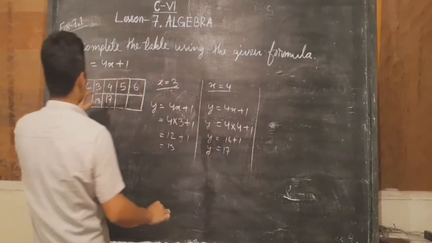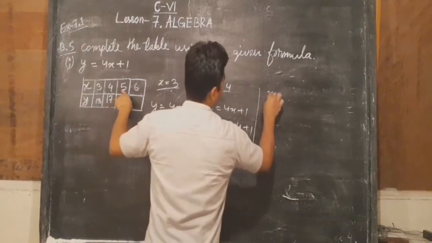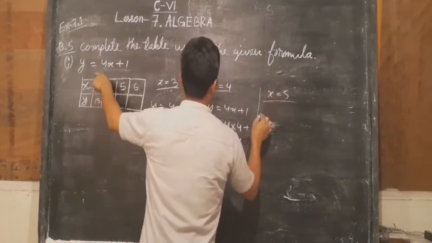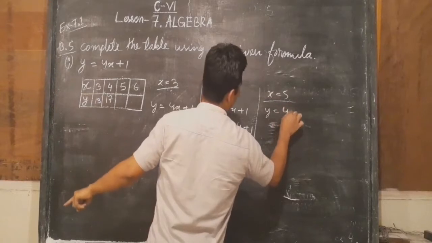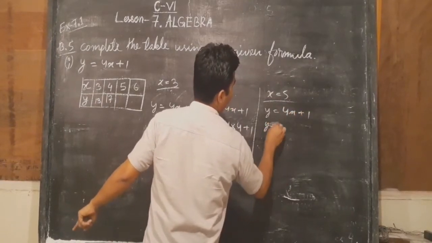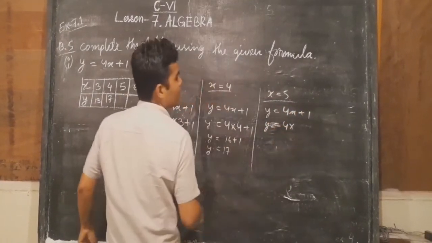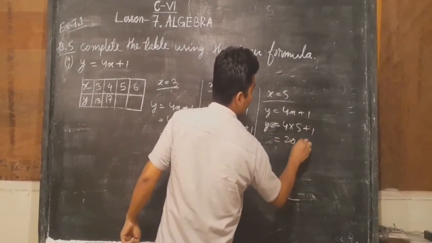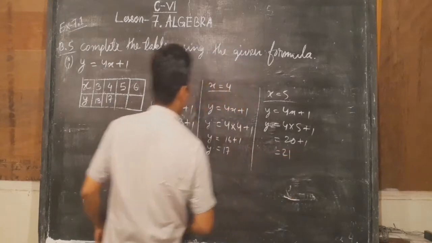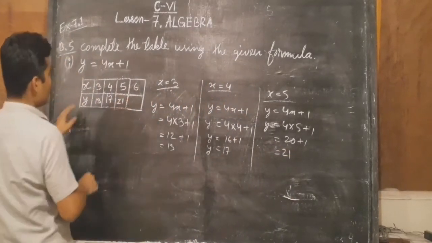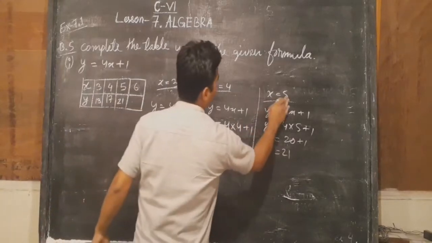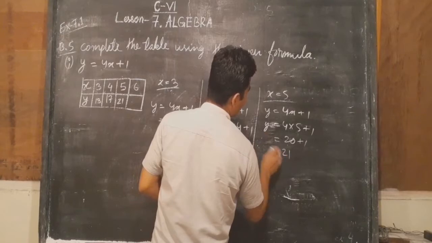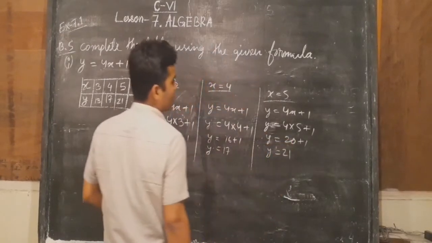Again, now what is the next value of x? 5. x equal to 5. Now I will use this value in this formula, y equal to 4x plus 1. Again y is equal to 4 into, what is x now? It is 5, plus 1. 4 fives are 20 plus 1 is equal to 21. So what did we get? y value 21. When I put x value 5 in this equation, then I got y value 21.